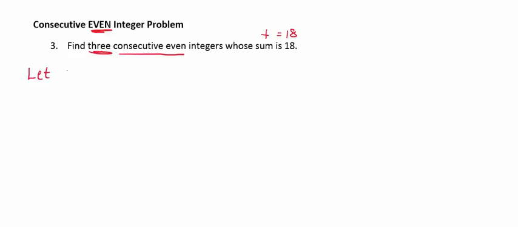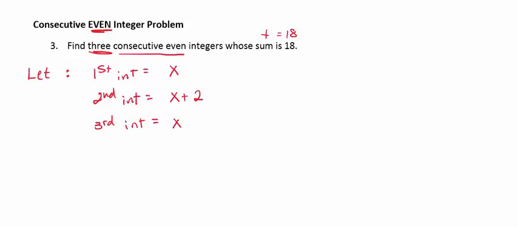Let's go with our let statement. So let's let our first integer equal, our second integer equal, and our third integer equal. So the difference here, because it's even, is that if I knew the first, I would go to the next even number by adding 2, not just adding 1. Okay, then I would get to the third even integer by adding 4, instead of by adding 2 if it were just a regular consecutive integer problem.